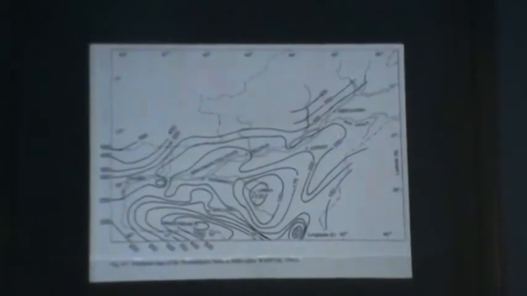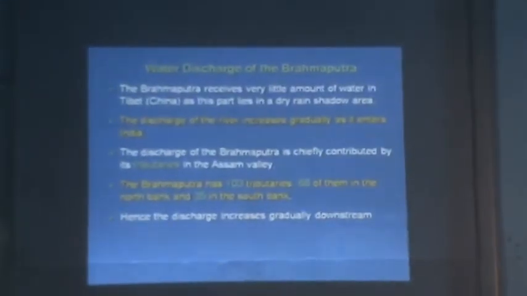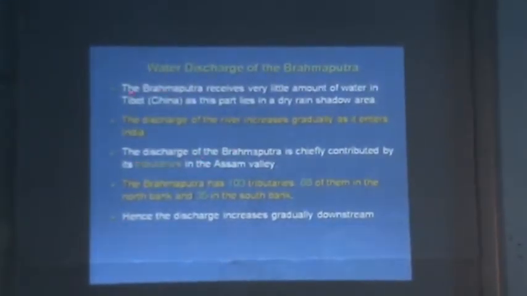So here, this is an isohyet map to show rainfall. In Nagaon, it is less than 130 centimeter, whereas in Dibrugarh it is around 300, and towards the Arunachal foothills the rainfall is increasing. Water resources of Brahmaputra. Let us have a look at the water resources of Brahmaputra.